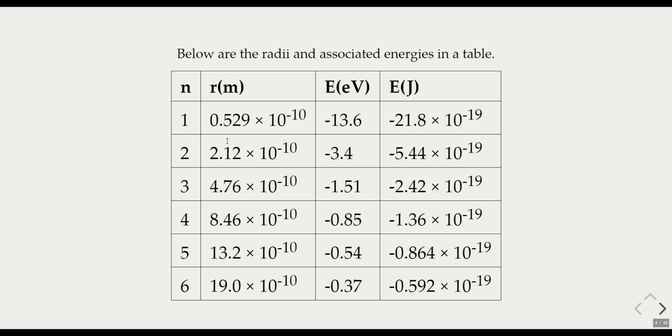And look at these radii. The numbers should kind of make sense. They look like they're squares of each other. So the closest you can get to a nucleus is 0.529 times 10 to the minus 10 meters, according to the Bohr model of the hydrogen atom. The second orbit is about 4 times as far. This is roughly 9 times as far, 16, 25, and 36 times as far.